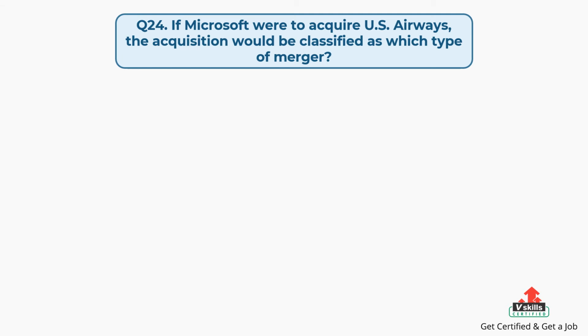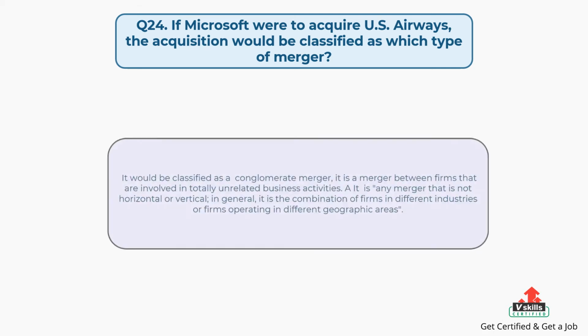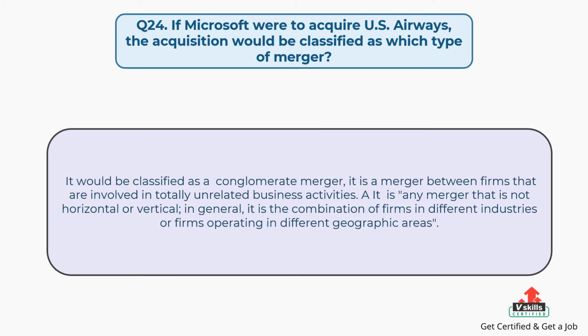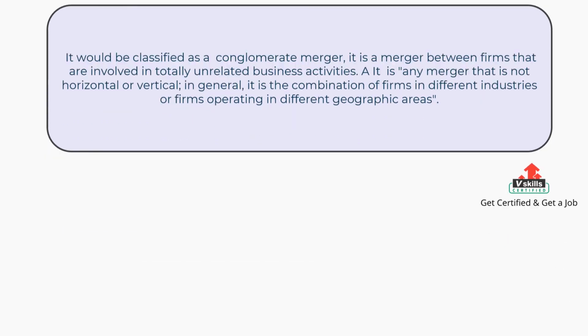Question number 24. If Microsoft were to acquire US Airways, the acquisition would be classified as which type of merger? The answer is, it would be classified as a conglomerate merger. It is a merger between firms that are involved in totally unrelated business activities. It is any merger that is not horizontal or vertical. In general, it is the combination of firms in different industries or firms operating in different geographic areas.